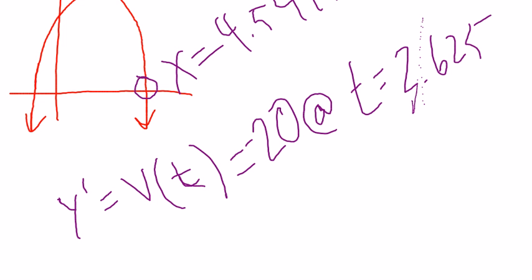Find y prime, which is the same as velocity with respect to time, and we want to find when that is -20. We find that happens when t equals 2.625, or x equals 2.625, however you want to think about it.